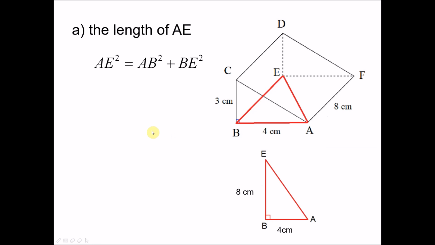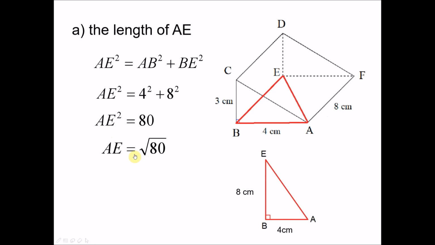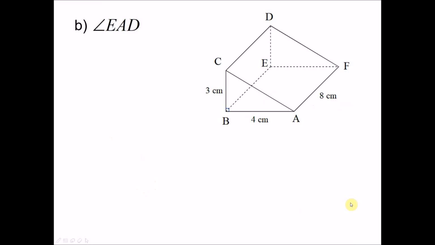Okay, so we rewrite this as AE squared, the hypotenuse squared, equals AB squared plus BE squared. AB is 4, BE is 8. We find the values of this, and get 80. To find AE, it equals the square root of 80, which is 8.94 centimeters. So now we know that AE is 8.94 centimeters. Now we go to the next question.